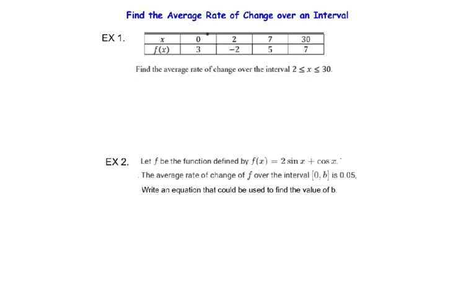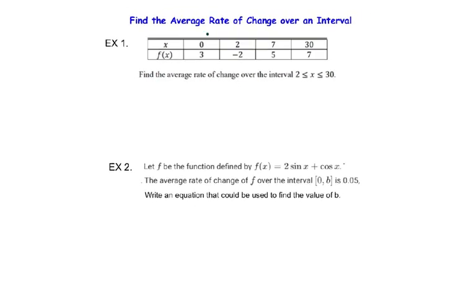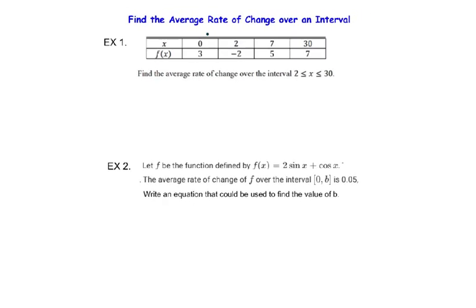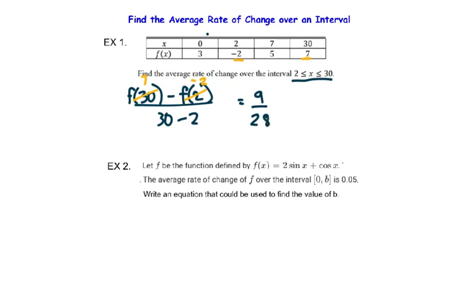Try a couple of examples as you might see them on the AP exam. In the first one, you're given a table of values and your x interval is going between 2 and 30. So the change in y, so it's going to be f of 30, that's a y value, minus f of 2, all over 30 minus 2. And then you find your corresponding y values and plug them in. So this is going to be 7 and negative 2. 7 minus negative 2 is positive 9. 30 minus 2 is 28. We don't have units in this case, but thank you for remembering that.